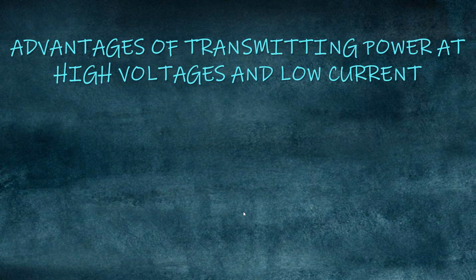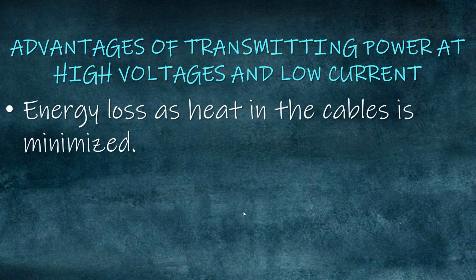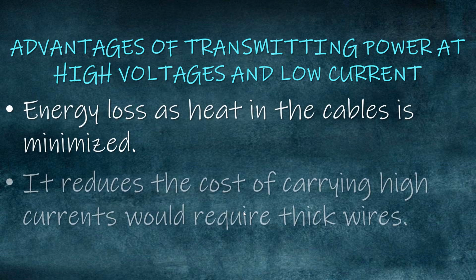So, advantages of transmitting power at high voltage and low current. Number 1, energy loss as heat in the cable is minimized. Number 2, it reduces the cost of carrying high currents. It reduces the cost of carrying high current because this would require thick wires, very thick wires, so the cost is minimized.